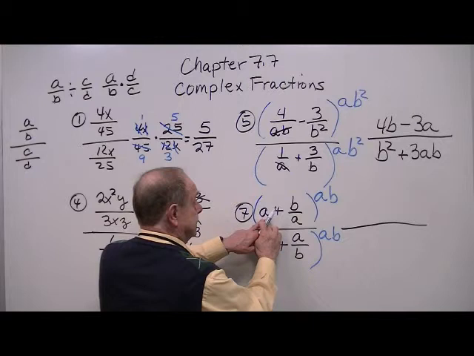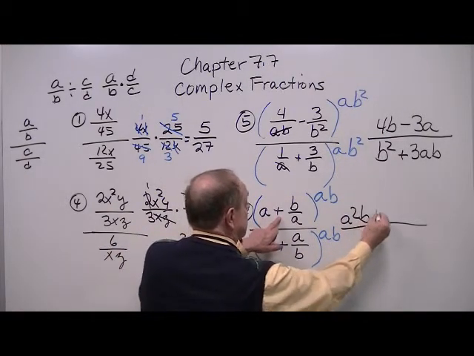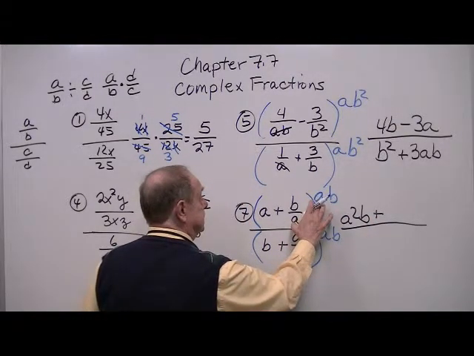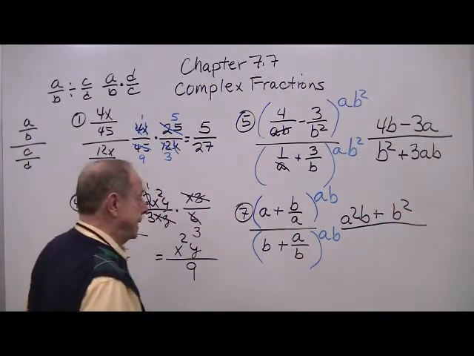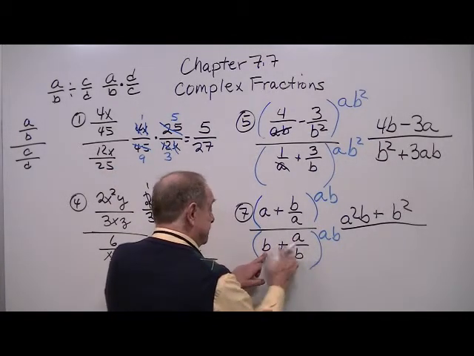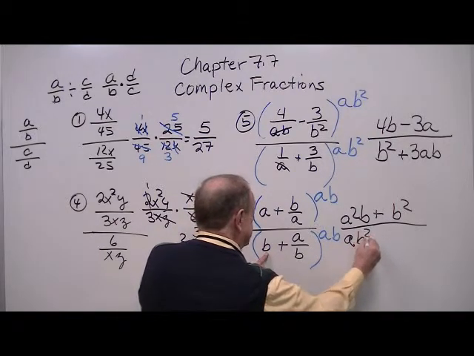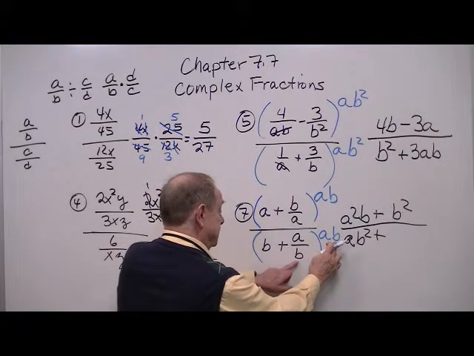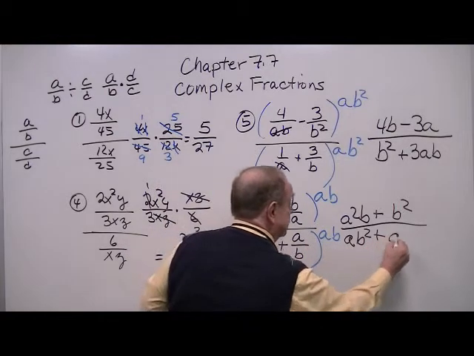So nothing to cancel out here, so this becomes a squared b plus, here the a cancels out, and you get a b squared. And again, here, nothing to cancel out on this first one. So this becomes a b squared plus, now the b's cancel out and you get a squared.